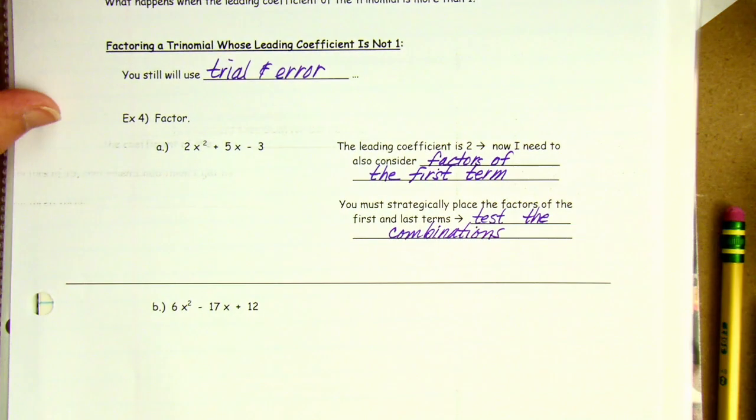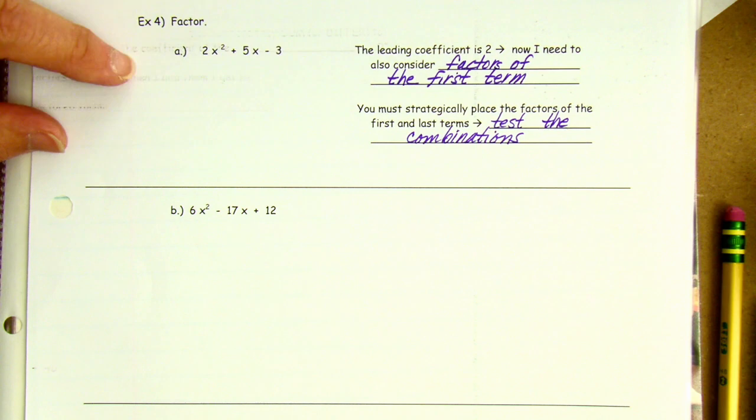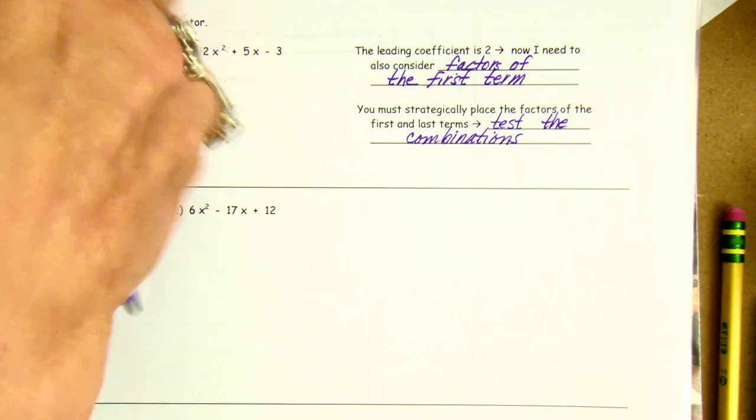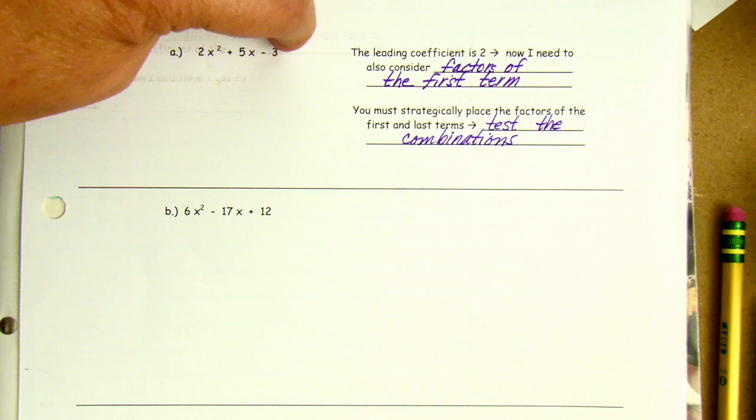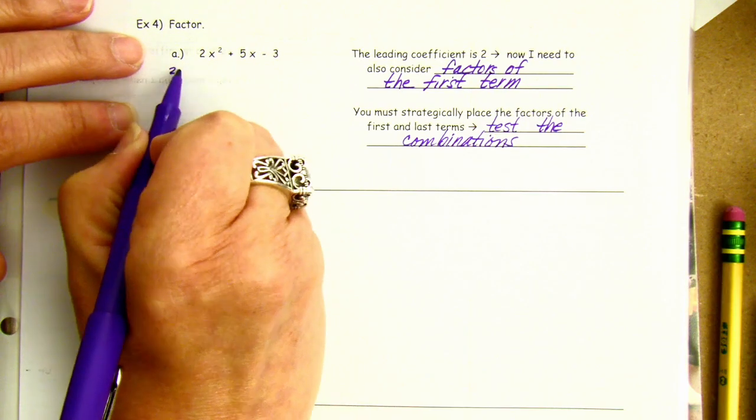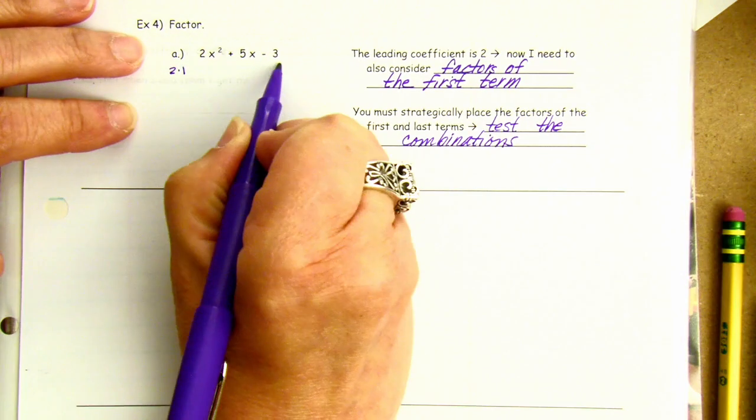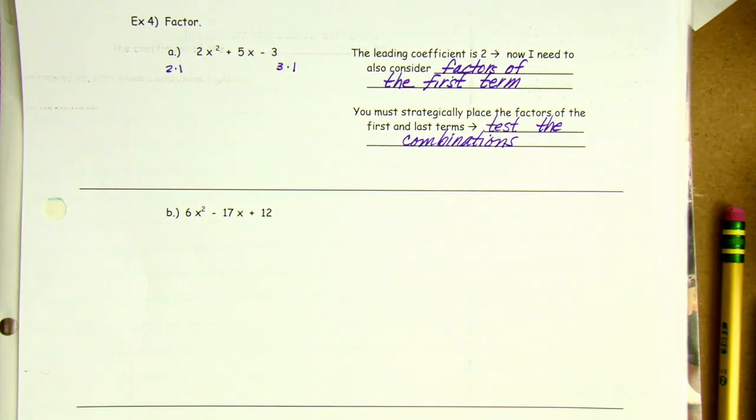Okay, you got to test the combinations. Since this 2 is on the left side of the polynomial and the 3 is on the right side of the polynomial, I like to write my factors of the left on the left and my factors on the right. I do write this, especially when the numbers get bigger. You know, 2 and 3 are prime, so this one's not going to be that much of a beast to figure out.